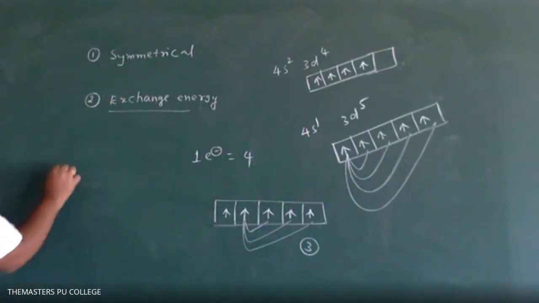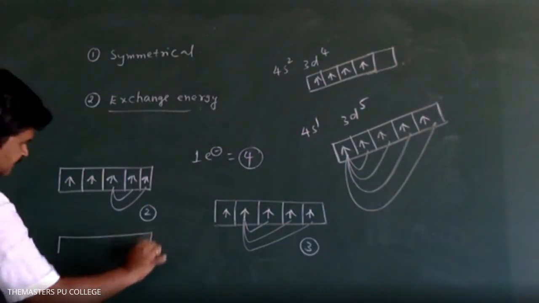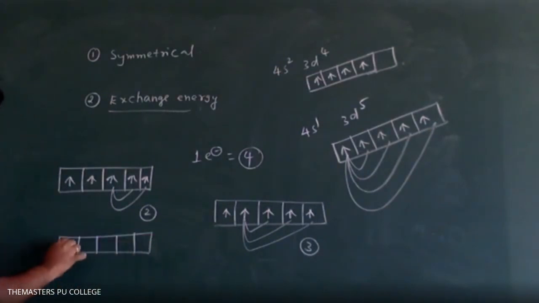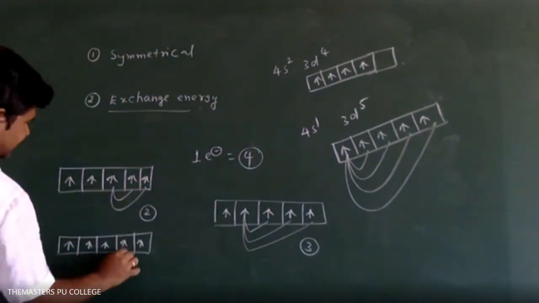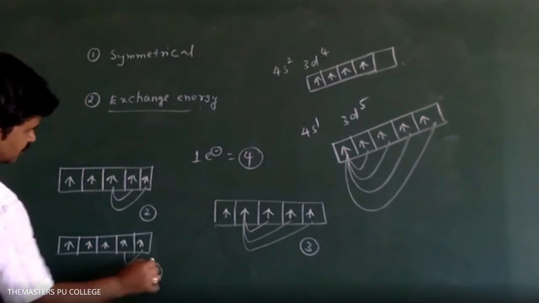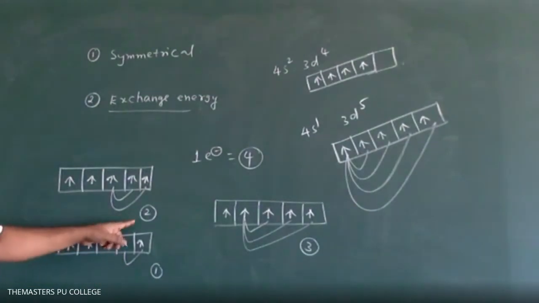If you take the third electron, how many exchanges are possible? 2 exchanges are possible. First electron 4, second electron 3, third electron 2. If you take the fourth electron, only 1 exchange is possible. So the total number of exchanges is 4 plus 3 is 7, 7 plus 2 is 9, 9 plus 1 is 10. So 10 exchanges are possible.